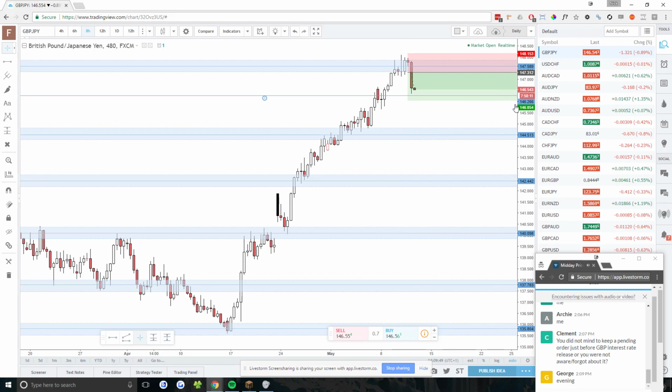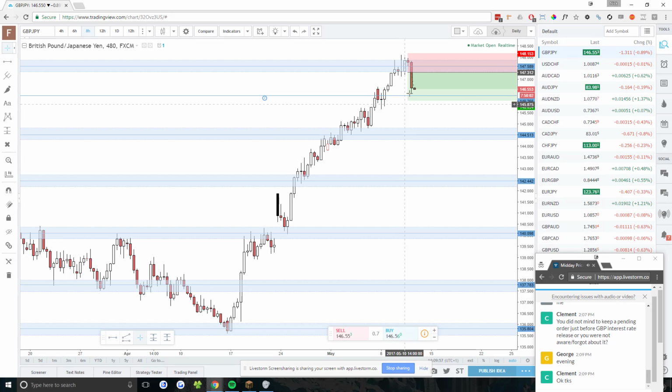Anyway, so we got GBP/JPY. It's working out quite well so far. Let's see how it goes. When it hits this alarm, I'm going to reassess and decide if I want to hold this or if I want to just get out at the 1.5. I'm not so sure, so I'll just see how it goes.